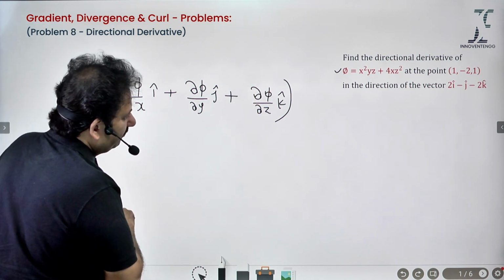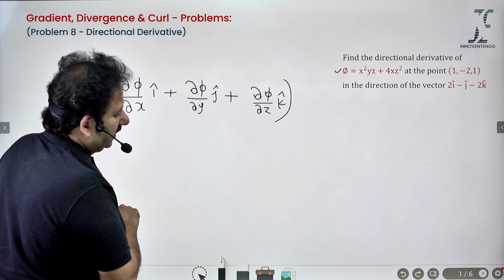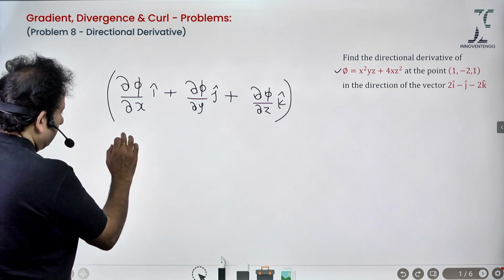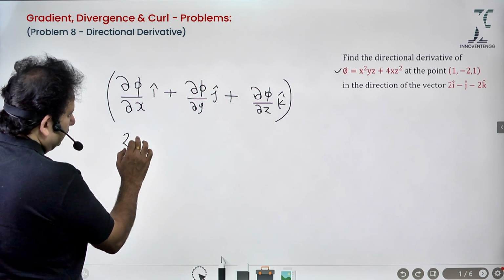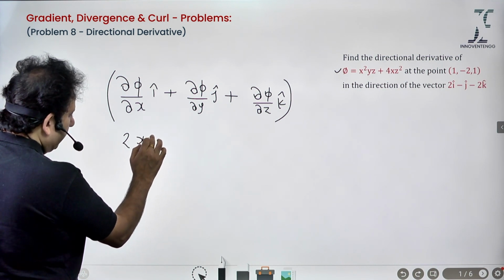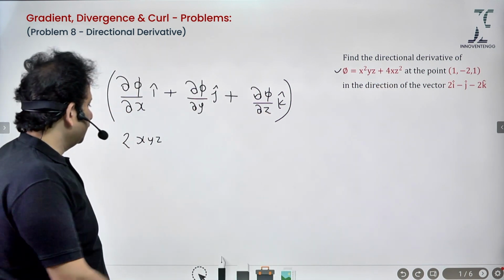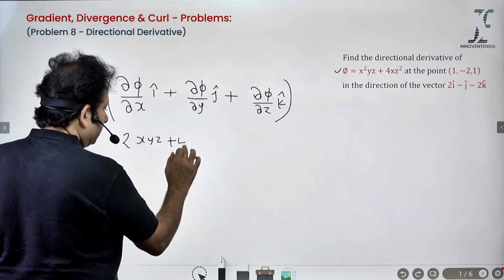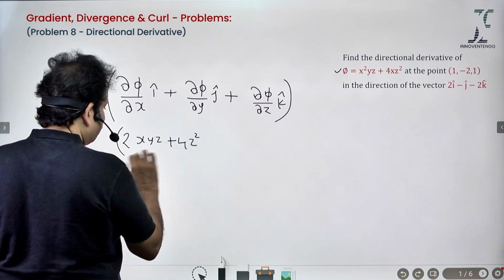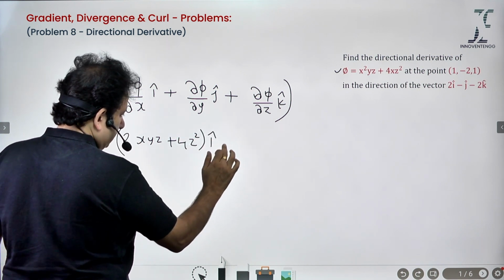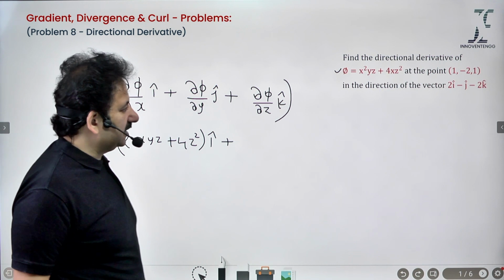Differentiate x²yz + 4xz² with respect to x first. There are two terms that contain x, so the derivative is 2xyz. And then what about this? There is one x, so it becomes 4z², and this goes to form the i component. What about the next component?